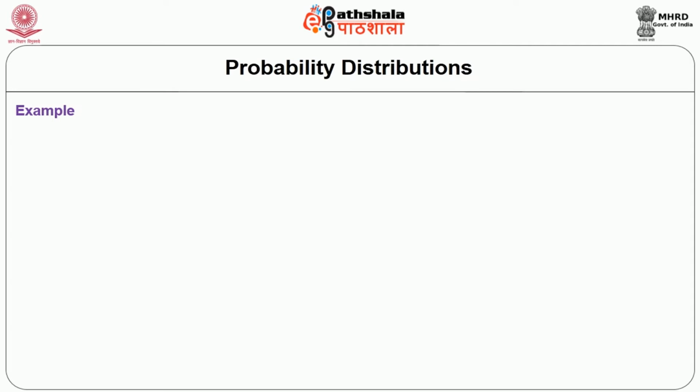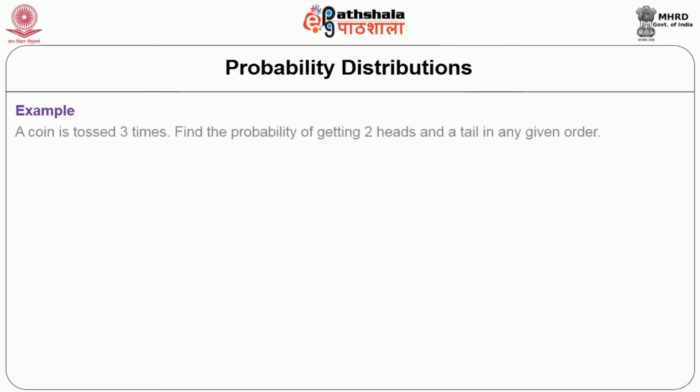Now let us have an example of how we can prove this normal probability distribution, with an example or normal curve. So a coin is tossed 3 times. Find the probability of getting 2 heads and a tail in a given order. Say for example, when you are tossing a coin 3 times, you have to get 2 times head and you have to get 1 time tail.